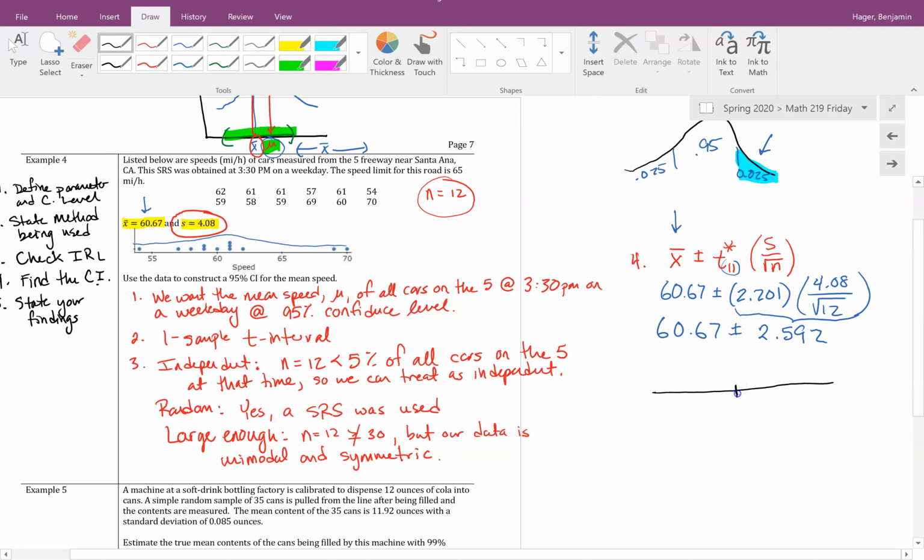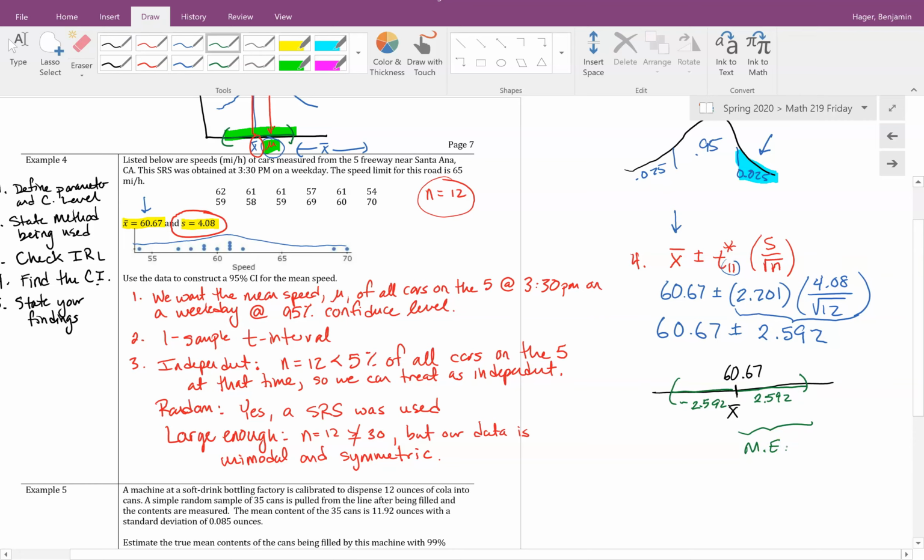Okay. So what I've got is this interval. My point estimate is 60.67. That's how fast everyone seemed to be going in my sample, or that was the average speed of my sample. And now I'm going to add 2.592 to the right and subtract it to the left. And remember, we call this the margin of error. That's how much we're okay with being off.